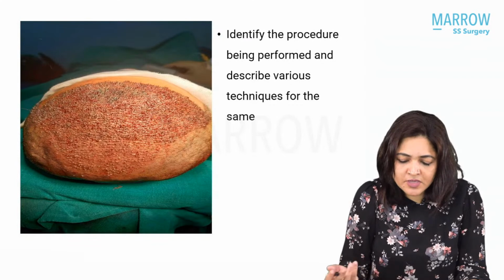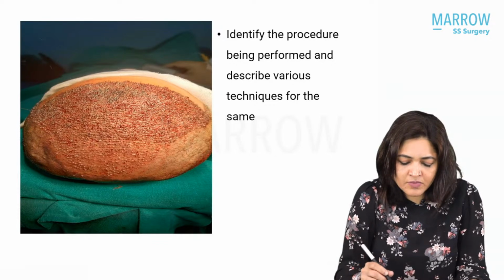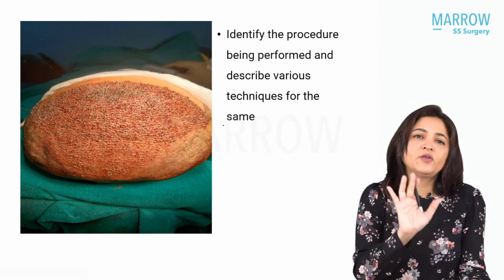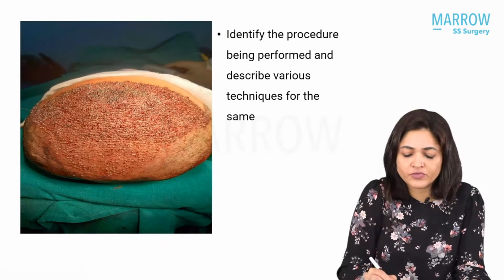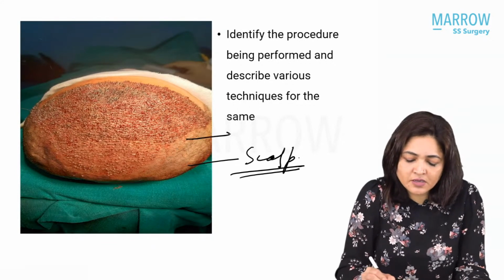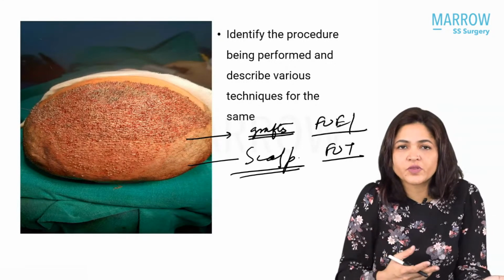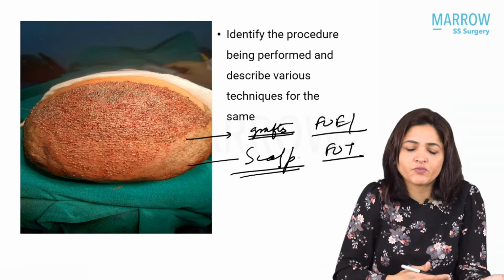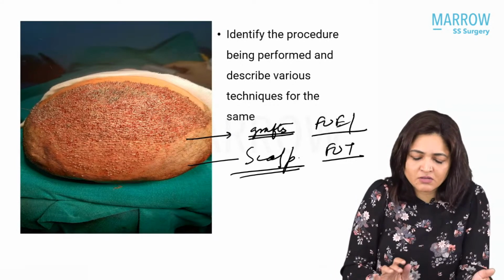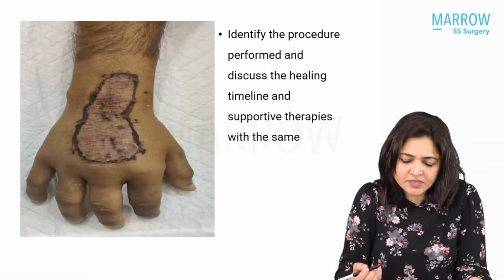I've already discussed many breast reconstruction slides. Interesting slide. What is the procedure being performed, and describe the various techniques for the same. So I don't know if you can make it out, but it's an end-on view or a head-on view of the scalp, and here you can see that these are grafts, follicular grafts that have been placed. What are the techniques? FUE, FUT mainly. What is the difference between the FUE, FUT? Classifications maybe of baldness may be asked, but in general, this is a spot diagnosis, you should not miss this. Identify the procedure performed, discuss the healing timeline.